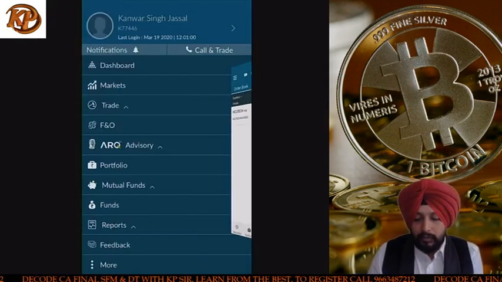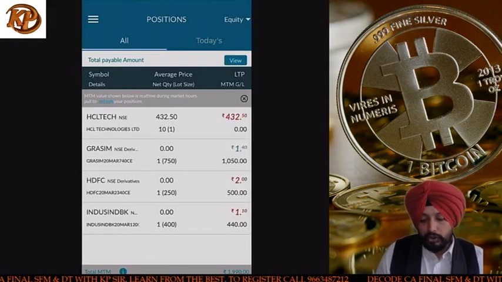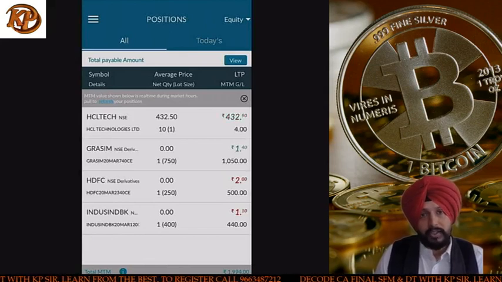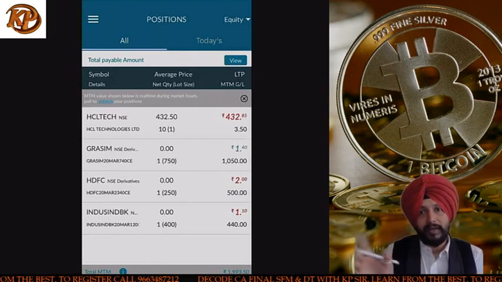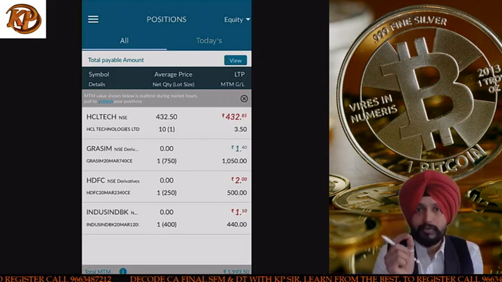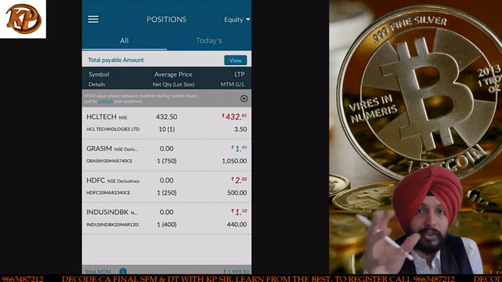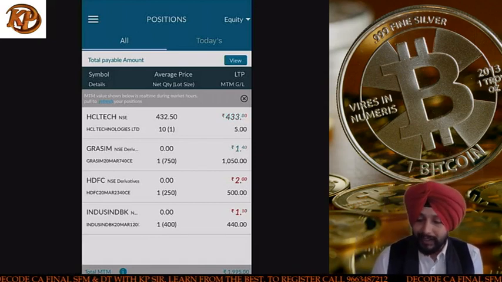Again, if I go to trade and then my positions, the first one, you see I purchased 10 shares at 432.50. Now the current market price is 432.85. Can you see that? On the right hand side, the price is 432.85, and below that 3.50 is written. That 3.50 is my profit, the profit I am making on 10 shares right now. That will show me my profit or loss during the day.